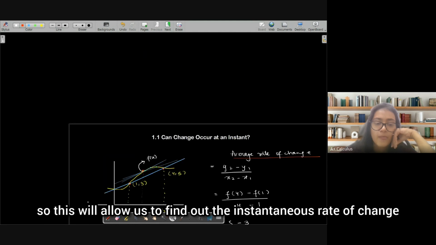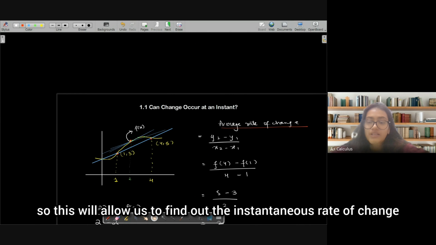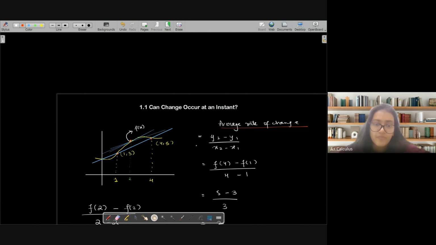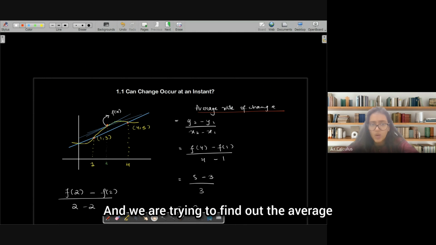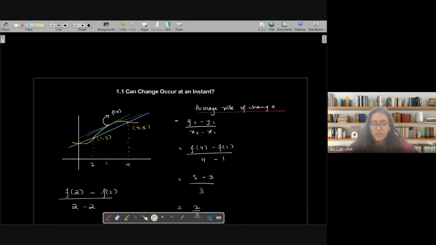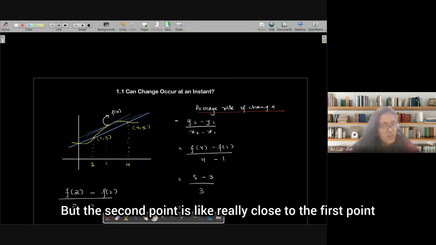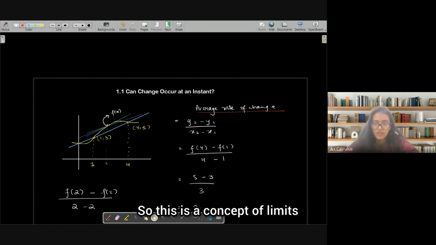So this will allow us to find out the instantaneous rate of change. This is the idea of limits. The 2 points are very close, but still they're not exactly the same. And we're trying to find out the average rate of change between these 2 points. But the second point is really close to the first point. So this is the concept of limits.